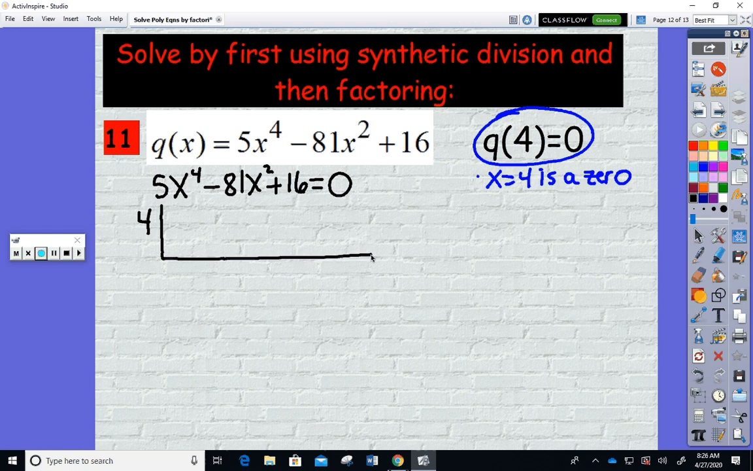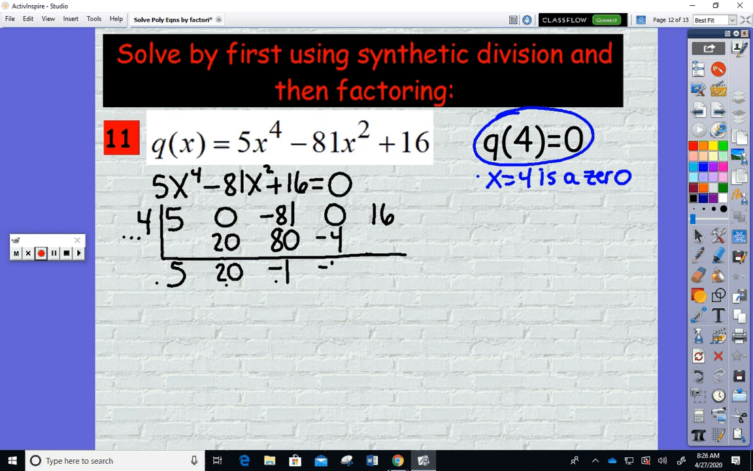So 5x to the 4th, 0x cubed, negative 81x squared, 0x, and 16. So I had to be careful on this one. Bring down 5. 4 times 5 is 20. Bring down 20. 4 times 20 is 80. Bring down negative 1. 4 times negative 1 is negative 4. Bring down negative 4. 4 times negative 4 is negative 16. I'm not saying as much on synthetic because I'm assuming that you're pretty okay with it at this point.